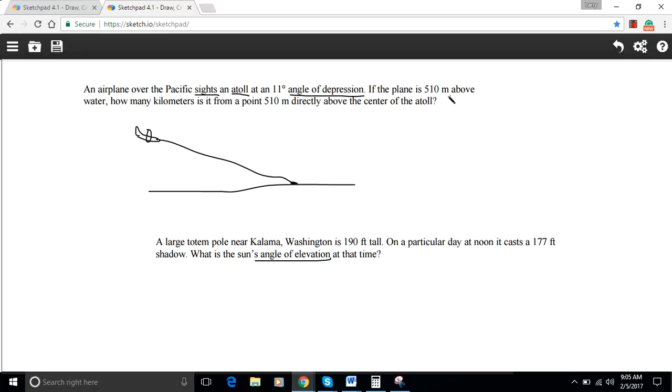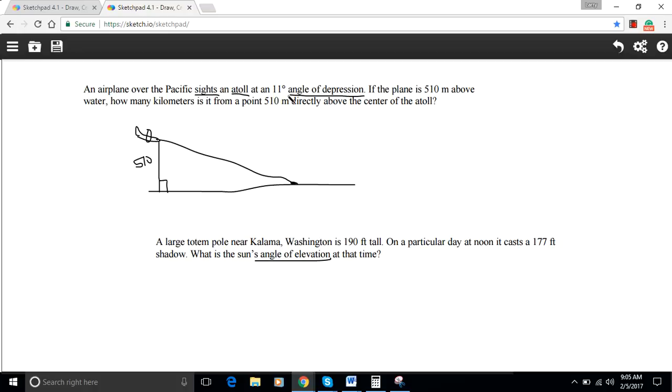Then it says if the plane is 510 meters above the water, so let's drop an altitude here. When we do that, that'll be a 90-degree angle, and we know this side is 510. Suddenly, we have a right triangle, and we can use trig. The only other piece of data we've got here is this 11-degree angle of depression.